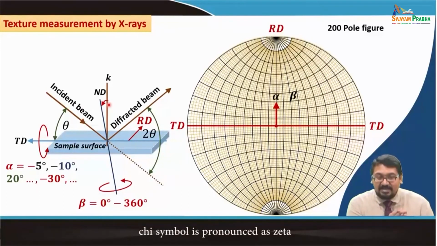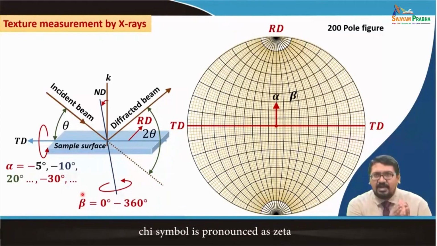Now, the bisector of the incident beam and the diffracted beam, which is K, is a little separated, that is 5 degree separated from the ND. Now, this new ND can be rotated through beta rotation from 0 degree to 360 degree. Like that, alpha can increase to 10 degrees, 20 degrees and 30 degrees, and each time beta has to be rotated from 0 to 360 degree.